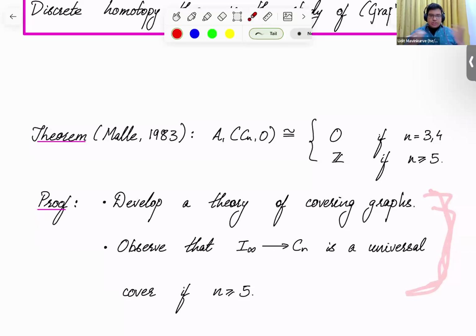This theory of universal covers, where we make sense of why it works for n greater than or equal to 5, but not for 3 and 4, that's in the first preprint that I mentioned. So it's called the fundamental group or the fundamental groupoid in discrete homotopy theory.